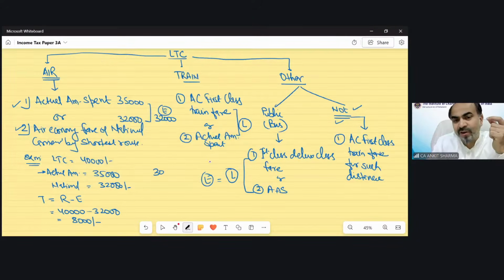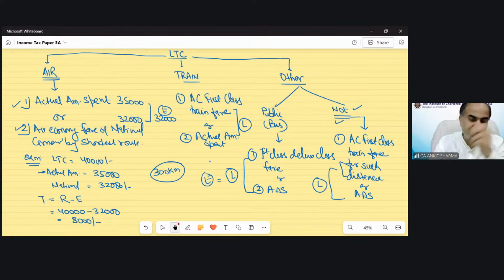Suppose that is 300 kilometers away. So even if actually train is not running, we need to find out that if the train would be going in India for 300 kilometers, what is the AC first class train fare? So we need to take the AC first class train fare for such distance or actual amount spent. Again, the good news: the AC first class train fare for such distance also is going to be given in the question. You just need to put the value, compare it with the actual amount spent, and lower is going to be exempted. And the balance is going to be taxed.